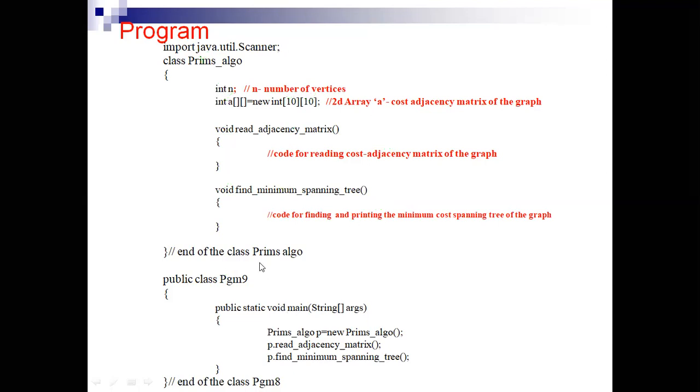Now, coming to the class of PGM9, which is my main class. It has got a main method, public static void main. And I create an object of Prim's algorithm, E, and then call the read adjacency matrix method followed by the find minimum spanning tree method. And this is the end of the class PGM9, and the above class here is the end of the class Prim's algorithm.